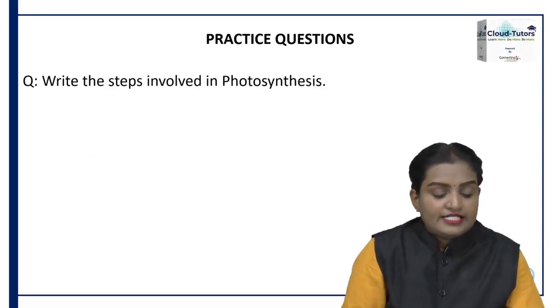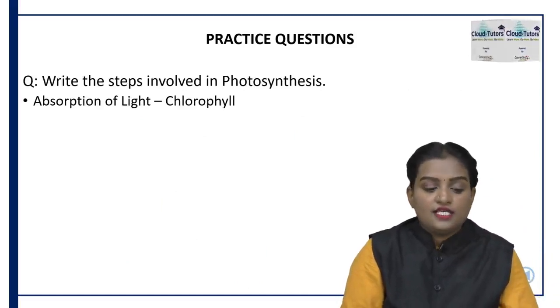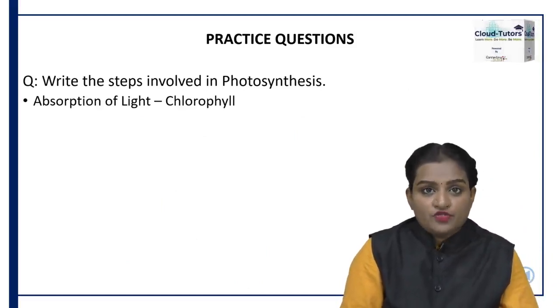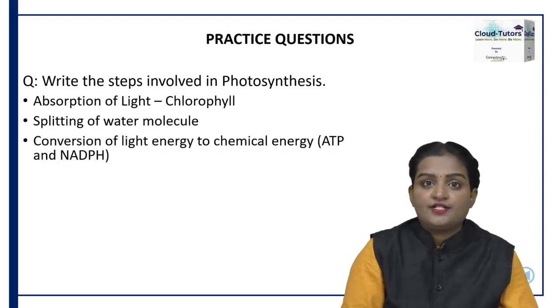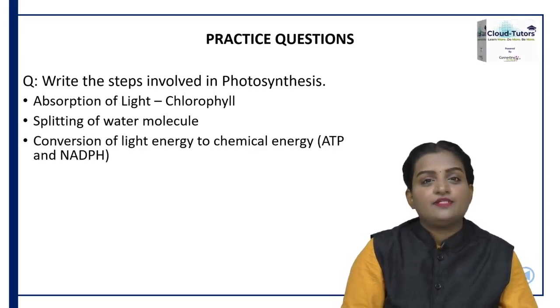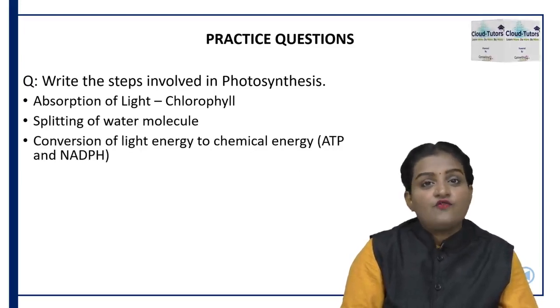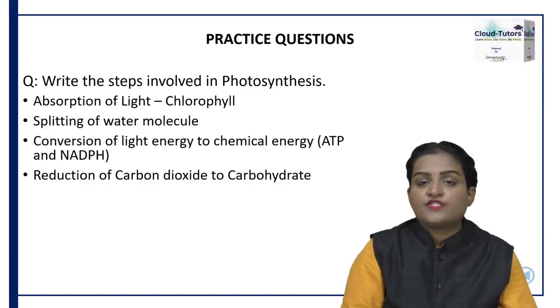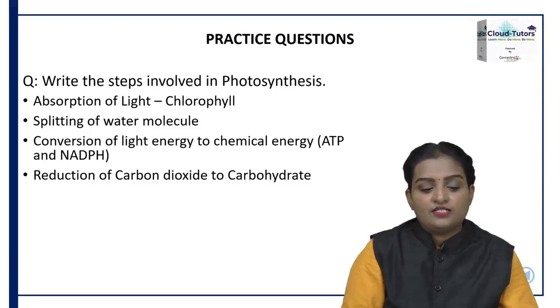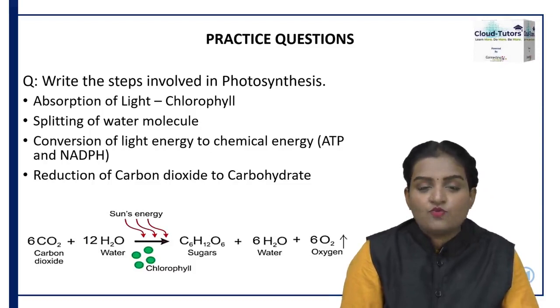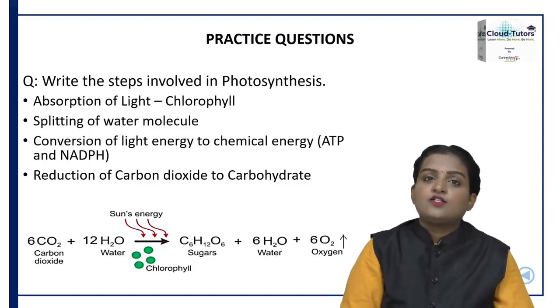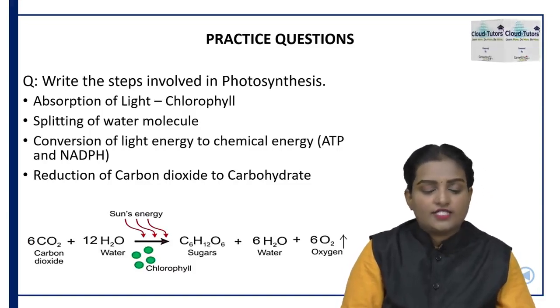Next, write the steps involved in photosynthesis. First is absorption of light by chlorophyll. Second is photolysis of water. Third is conversion of light energy to chemical energy, that is ATP and NADPH. Fourth is the reduction of CO2 into carbohydrates. And finally the equation: 6 CO2 plus 12 H2O gives glucose, water and oxygen.